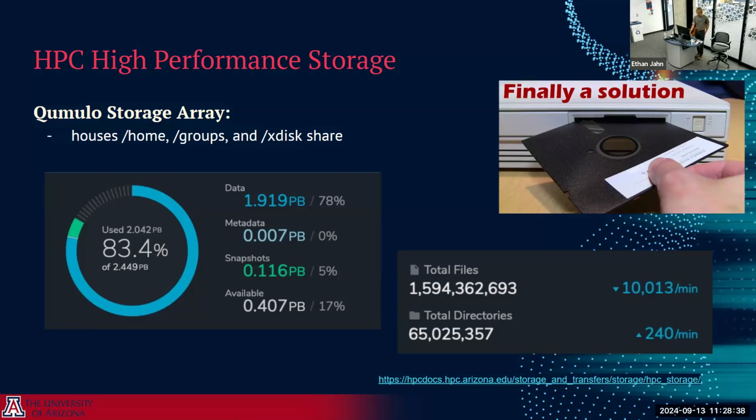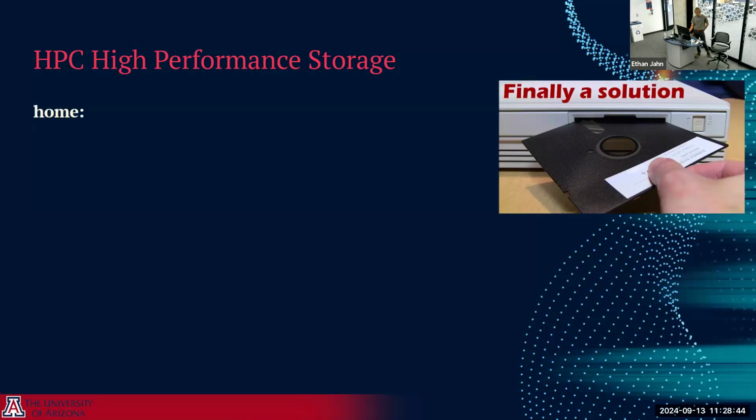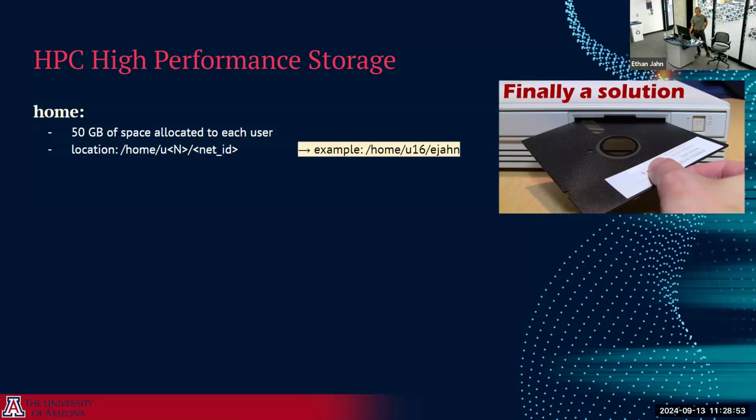Okay, so this is our Qumulo storage array, again, intended for active project data. Let's talk a little bit more about each of these directories. The home gets 50 gigabytes of space allocated to each user. Here's an example of where you would find that. This is my home directory, /home/ you have a U and some number, it's different for each person, and then your NetID. And this will be the default directory that you go to when you log on to the HPC.